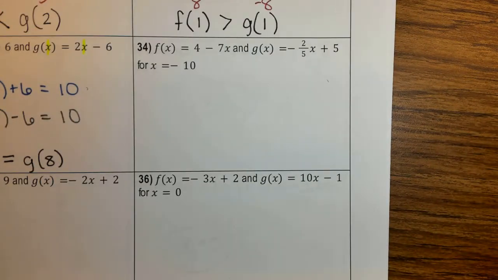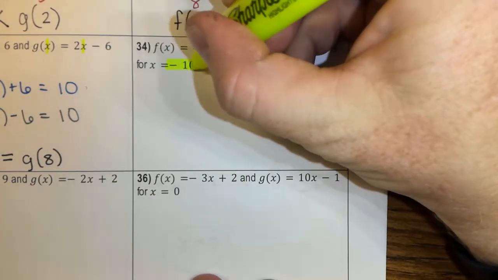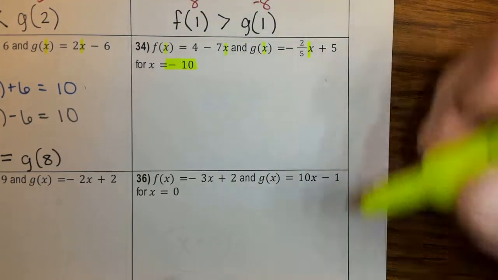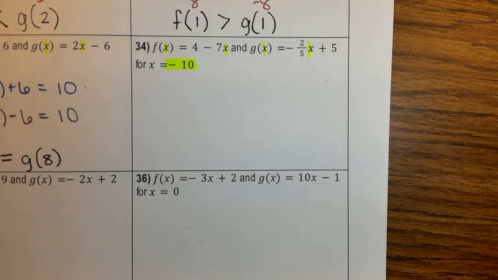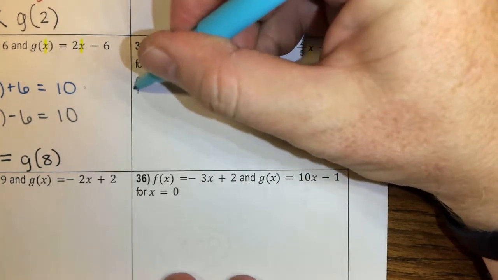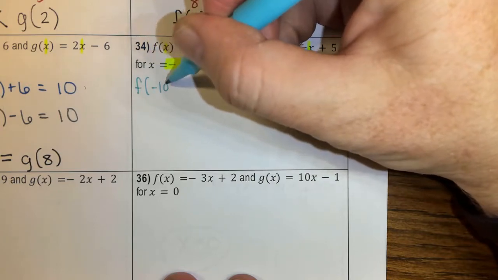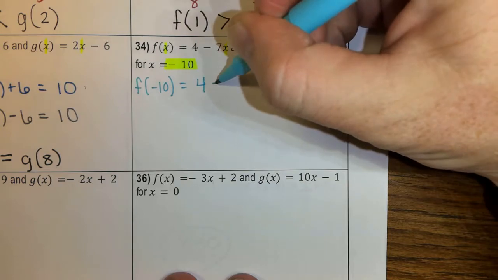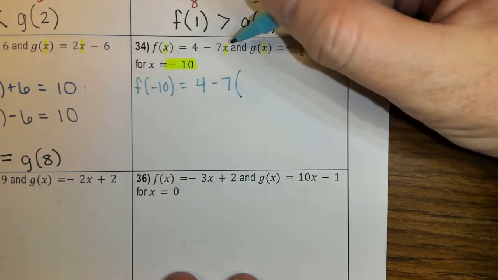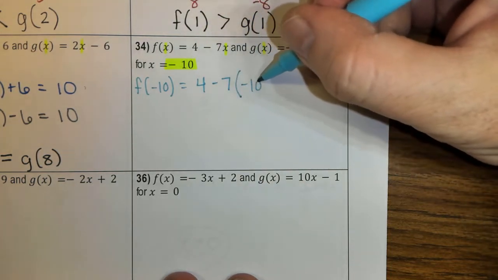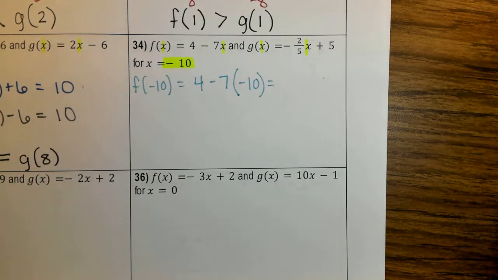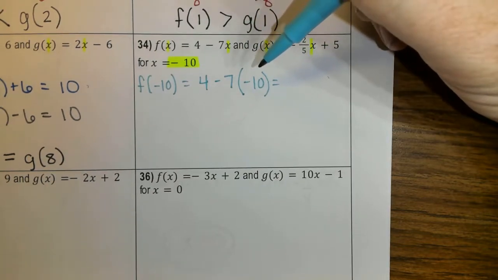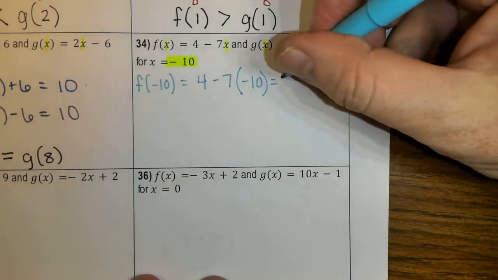34, highlight. So I have -10, which means I'm going to replace all my x's with -10. So starting with f, I have f of -10 equals 4 minus 7x. 4 minus 7 parentheses, instead of x, I'm going to write -10. Okay, now if you type that in, -7 times -10 is plus 70, plus 4 is just 74.